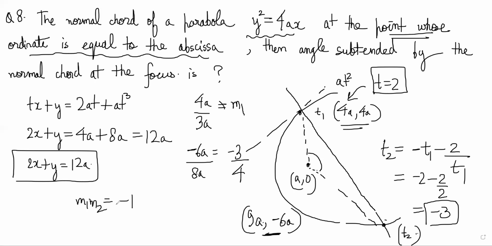So this again tells us something. I mean, this is a special case. In this case, angle subtended is 90, right? When the normal chord is from the point 4a comma 4a, it meets the parabola again at this point, and then a 90-degree angle is coming, right?